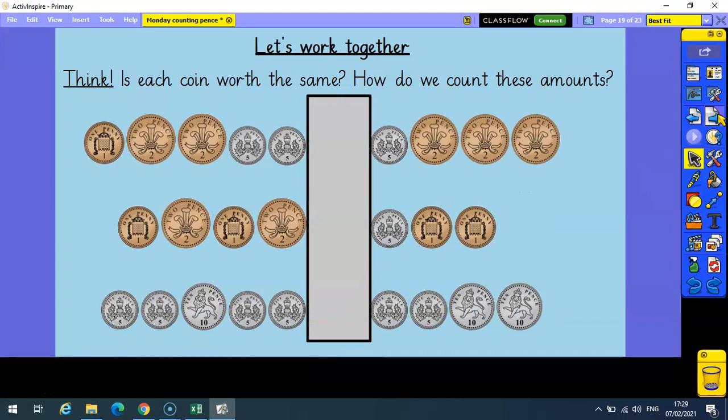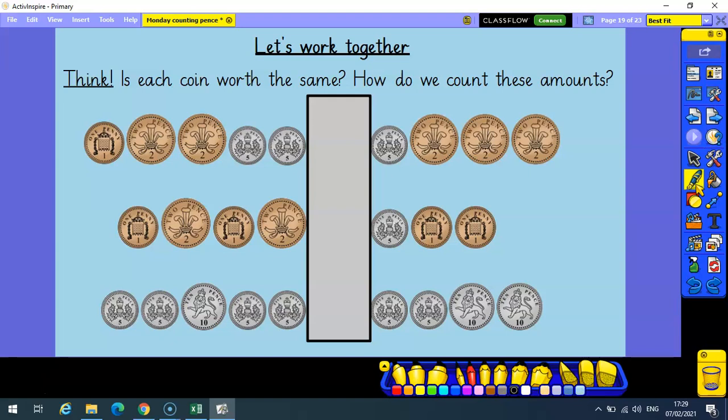Oh my goodness, this is tricky, isn't it? We're going to have to work it out. Remember, not all maths is easy. We like to give our brains a challenge. Okay, so I'm going to count. First, the coins of the greatest value. 5, 10, 11, 12, 13, 14, 15. So this side I've got 15p.